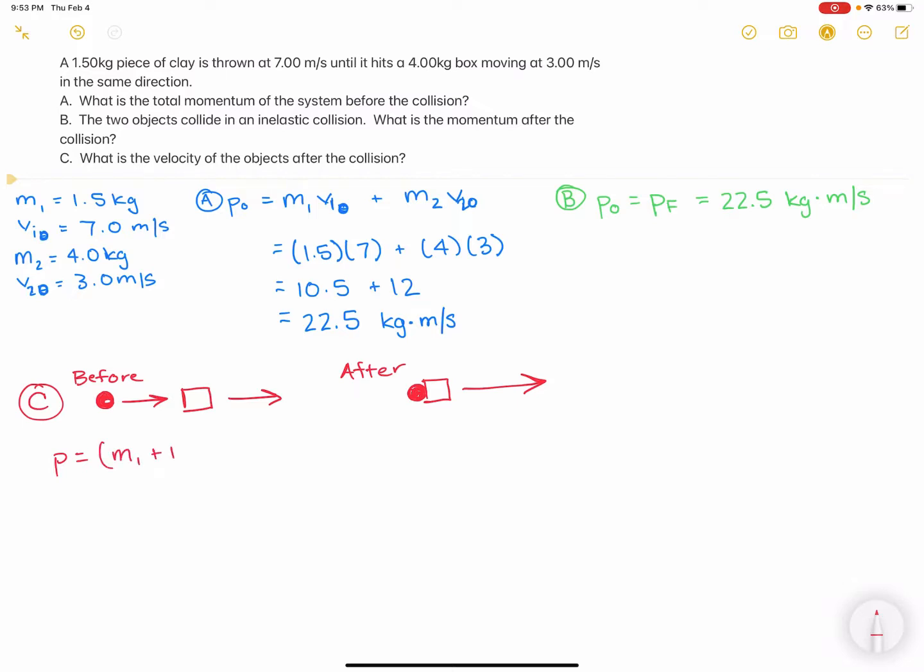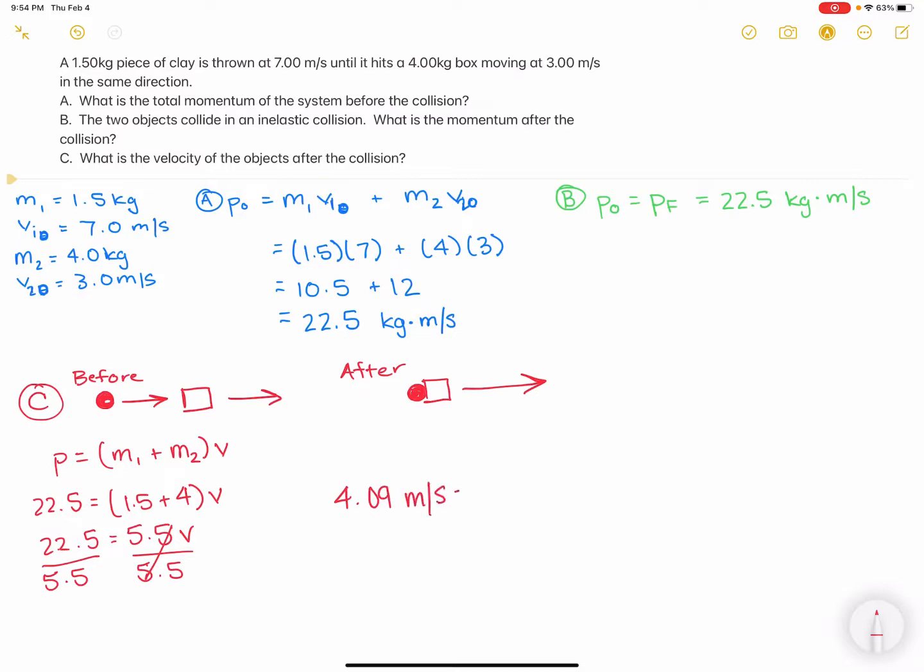Okay, so in this case, our momentum is equal to the mass of the first thing plus the mass of the second thing times the final velocity. And we already know that our momentum is 22.5. So then we can do 1.5 plus 4 times our velocity. And that's going to give us 4.09 meters per second as our velocity. So that's going to be our final velocity after the collision.